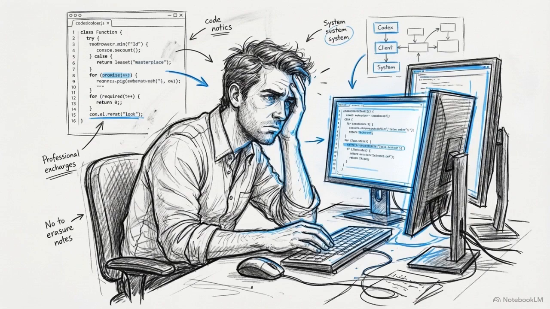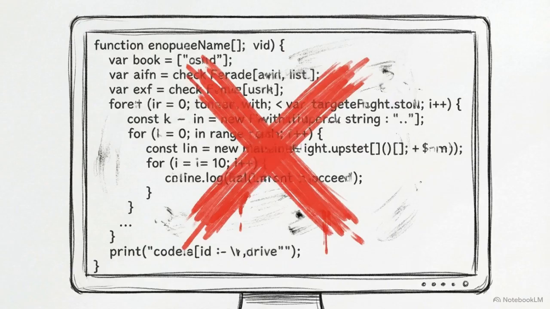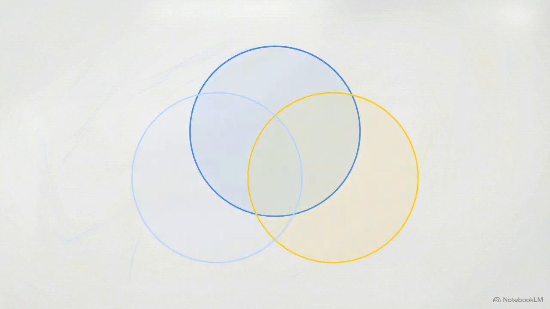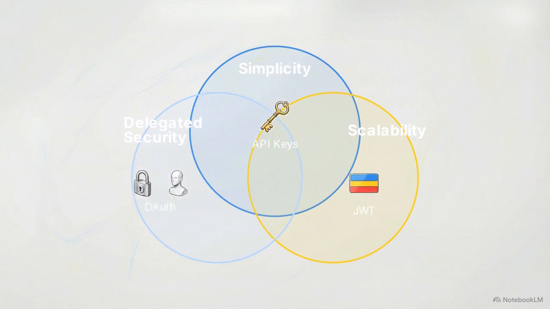As a developer, this creates a specific pressure. You have to secure your data, but choosing a method that is too complex for your needs can stall your project with difficult-to-maintain code. Every authentication method maps to 3 priorities: simplicity, scalability, and delegated security. We'll evaluate 3 contenders: API keys, JSON Web Tokens, and OAuth. Each occupies a distinct zone, and none satisfy all 3.